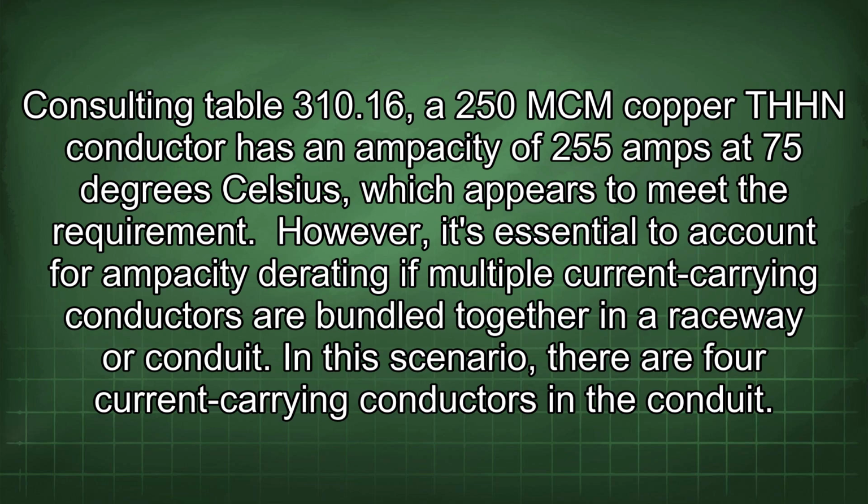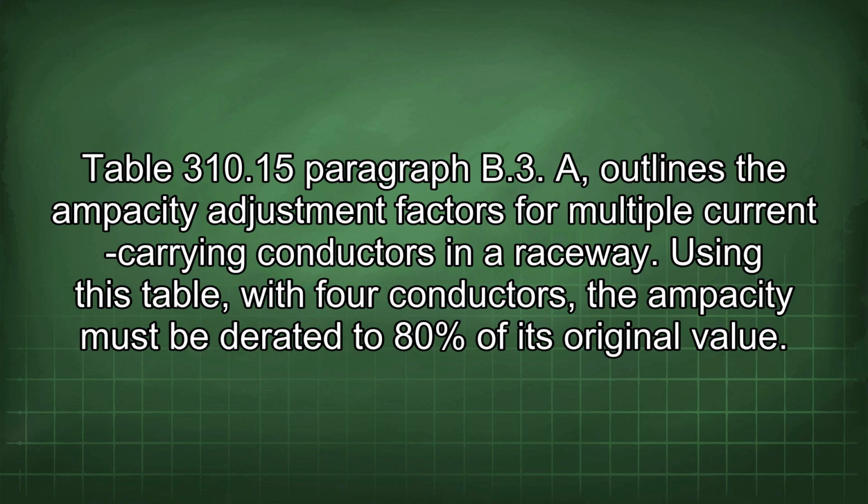meet the requirement. However, it's essential to account for ampacity derating if multiple current-carrying conductors are bundled together in a raceway or conduit. In this scenario, there are 4 current-carrying conductors in the conduit. Table 310.15 paragraph B3.A outlines the ampacity adjustment factors for multiple current-carrying conductors in a raceway. Using this table, with 4 conductors, the ampacity must be derated to 80% of its original value.